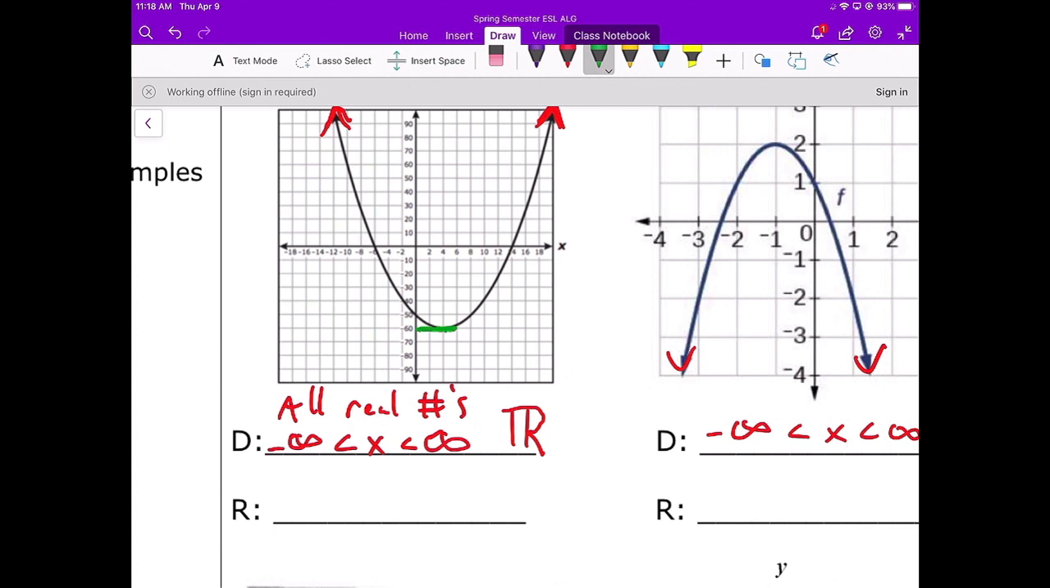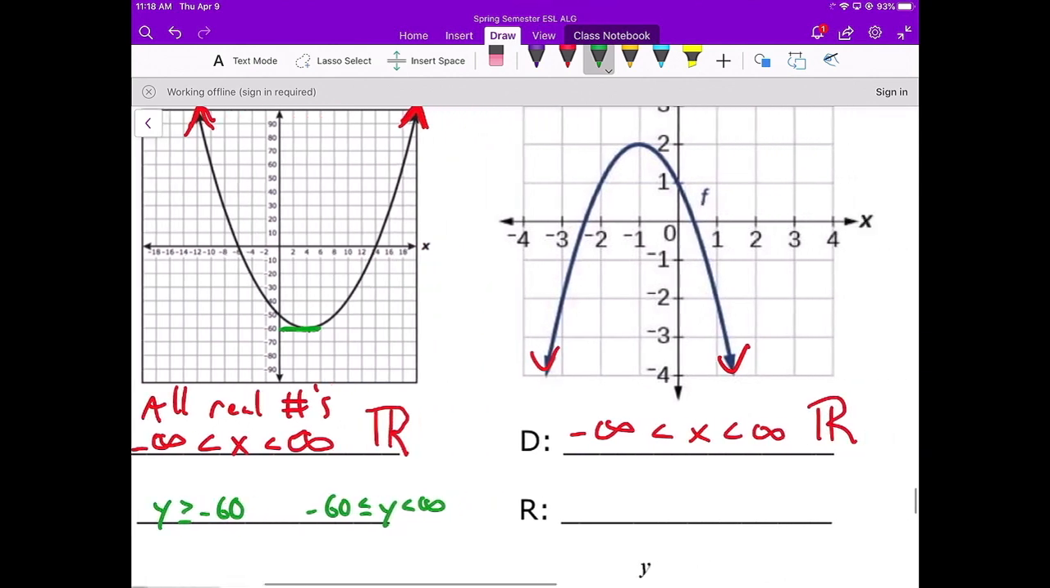So what that means is y is, you can write this two ways. Either y is greater than or equal to negative 60, or you can put it between as like a compound inequality. Negative 60, you put the lower number on the left. It's less than or equal to y, and y is less than infinity. Y can't be equal to infinity. Okay, so you're never going to have the equal to for an infinity.